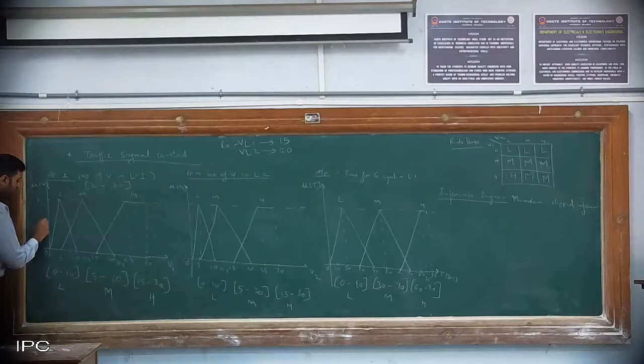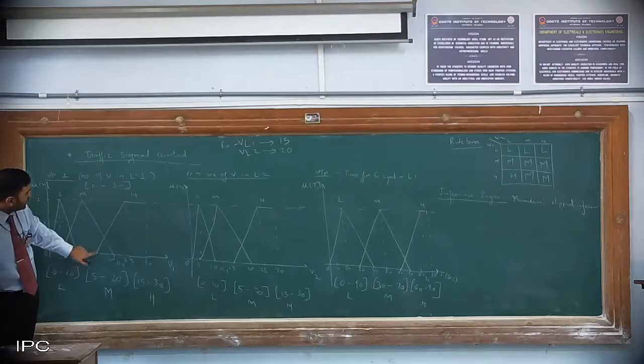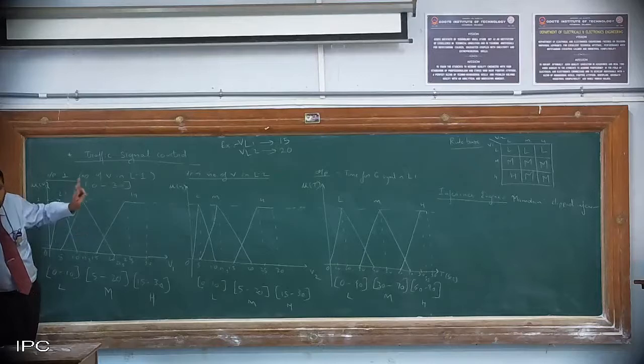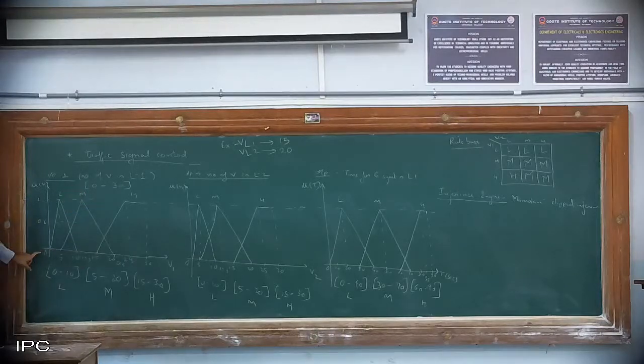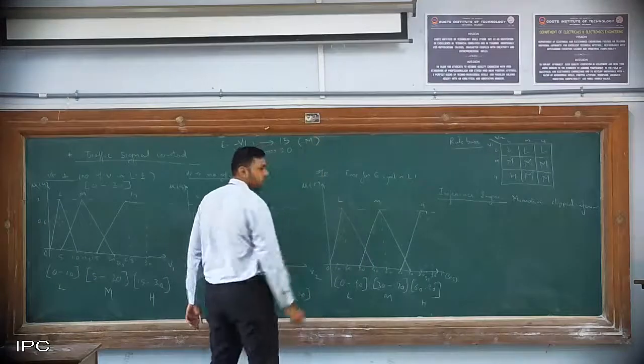Can I consider it as 0.6? Assume some value. So what we can say is 15 is lying in two domains. One is the high domain, another is the medium domain. So is it coming in both the domains? In the high domain, its membership value is 0. In the medium domain, its membership value is 0.6. So it always chooses the domain in which it has the maximum membership value. So which one will it select? Medium. So this becomes medium.